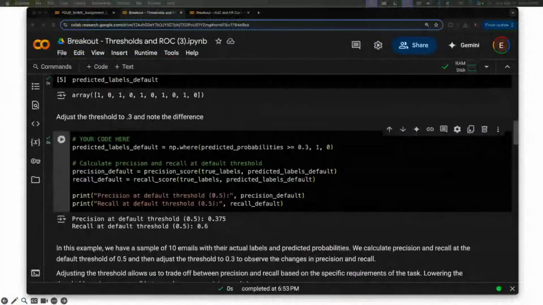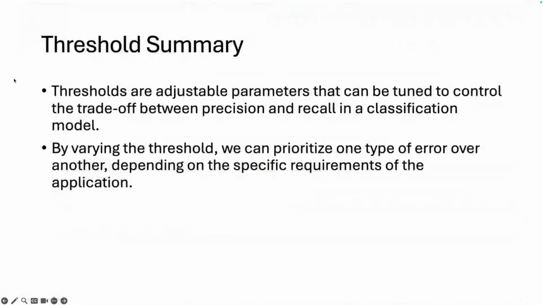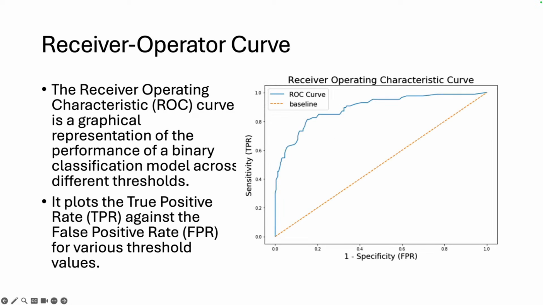Okay, so to summarize thresholds here, they're an adjustable parameter. It can be tuned, and it's the trade-off between precision and recall. By default, if you do nothing and you just get your output from your model, you may say, well, my model gives me 1s and 0s. It's using a default threshold of 0.5. You can change that. You can get the probabilities and change the threshold. When you change the threshold, you're either prioritizing precision or prioritizing recall as you adjust that.